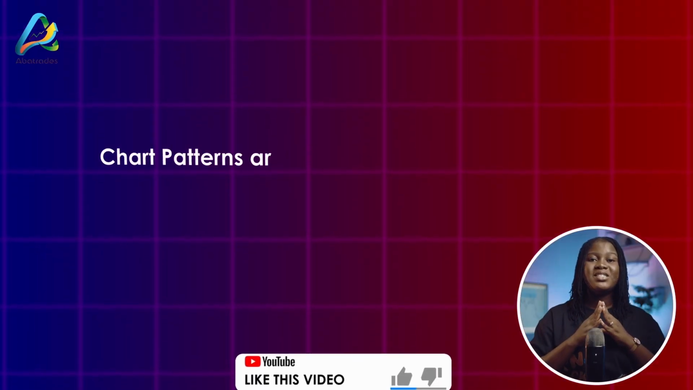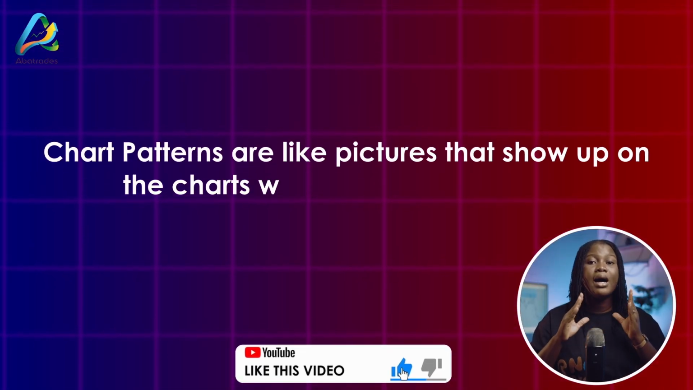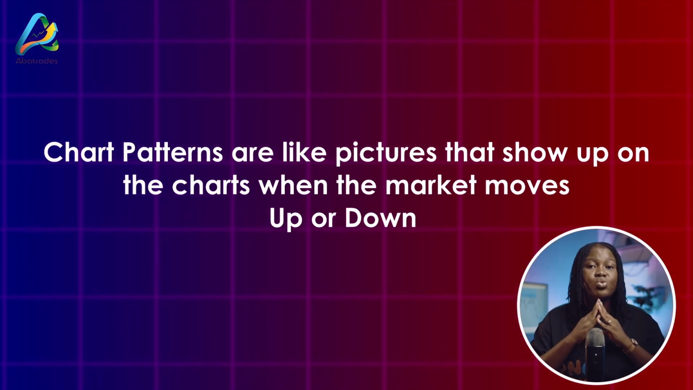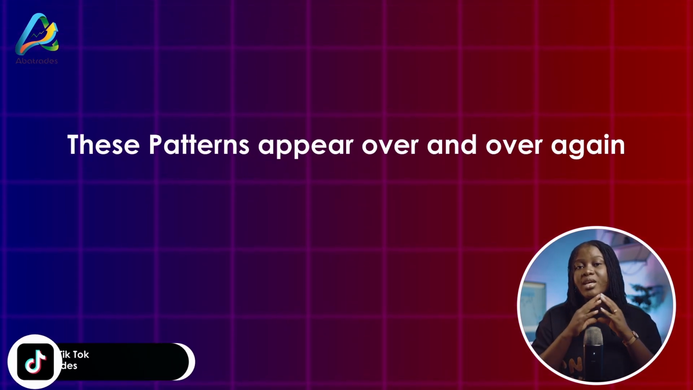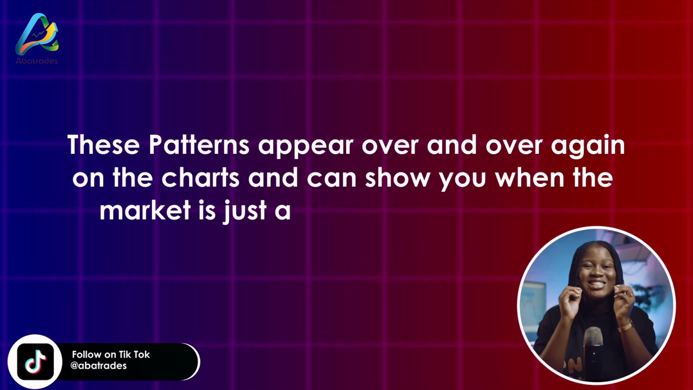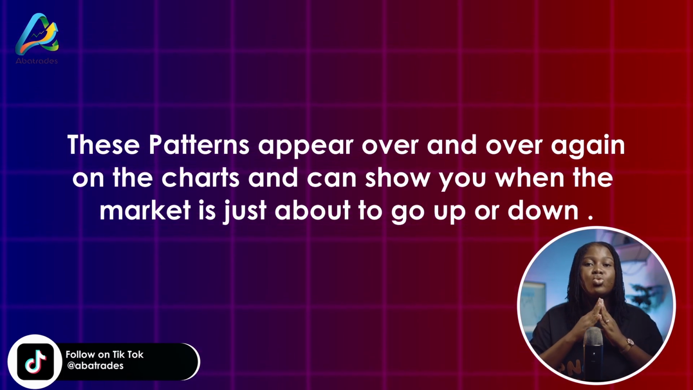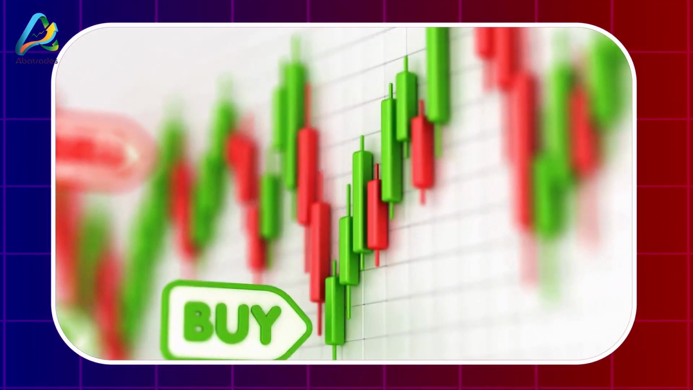Now, chart patterns are like pictures that just show up on the chart when the market moves up or down, and this can help Forex traders to guess what exactly price might be doing next. These patterns appear over and over again on the charts and can show you when the market is just about to go up, when the market is just about to go down, or when the market is staying the same and not really giving you any significant move. So when Forex traders see some of these patterns appear on the chart, they know when to position themselves for a buy or a selling opportunity of any financial instrument or a currency pair.